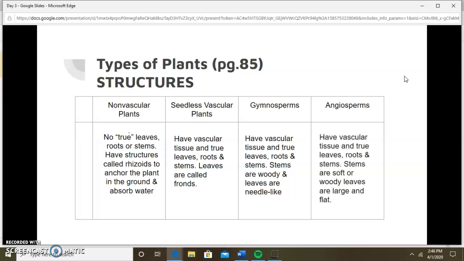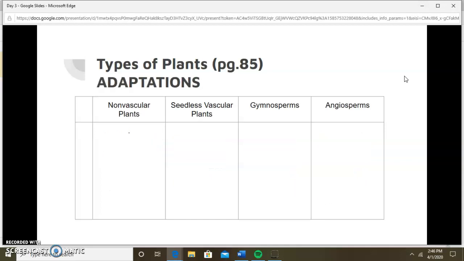And then angiosperms have vascular tissue, they have true leaves, roots, and stems, and the stems are soft or woody. Okay, leaves are large and flat. So those are like your flowers. Some of the flowers have soft stems, some of them have big leaves, okay? At any point, you can pause this video in order to glue in your squares. Okay, so don't think you can't pause it and get confused and behind. So make sure you pause it when you need to.